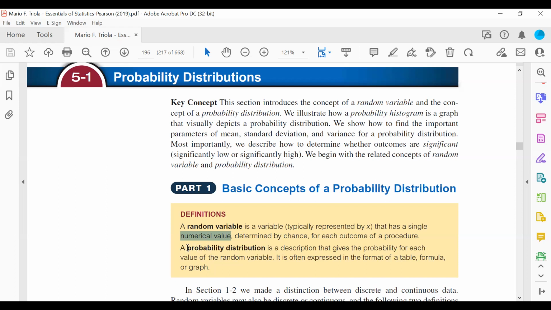And then you have the p of x. The p of x represents the probability distribution. So it is a description that gives the probability for each value of the random variable, and it's often expressed in the format of a table, formula, or a graph. Right? So that's what the p of x value on the chart represents. So let me go back to my table.